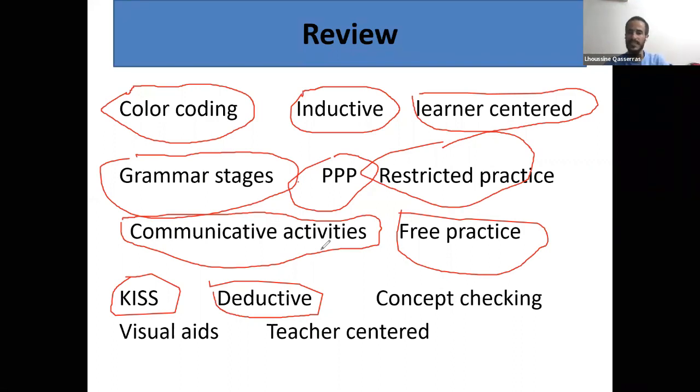Deductive is moving from the rule. You start with what? It's explicit, or implicit. You start with the rules, then examples. Rules, then examples. Very good. You start with the rule, the form, the structure. The learner is passive. The teacher is active.